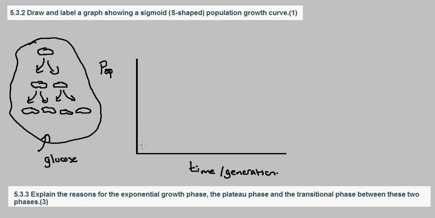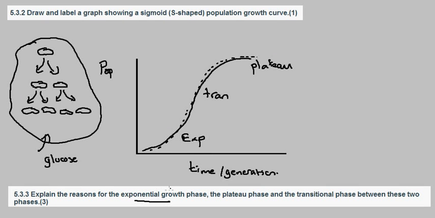Characteristically, the population, if measured over time, would produce data points with this pattern. Steep increasing population, making a gradual transition to a horizontal plateau. This gives us a curve like so, where this would be known as the exponential phase, this would be known as the transition stage, and this would be our plateau population.